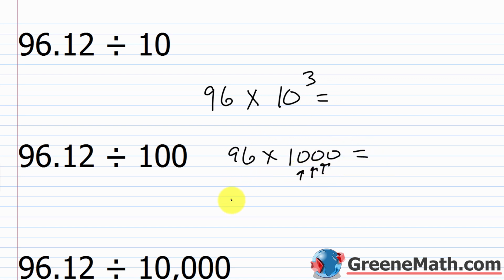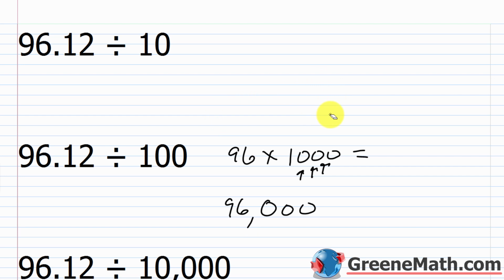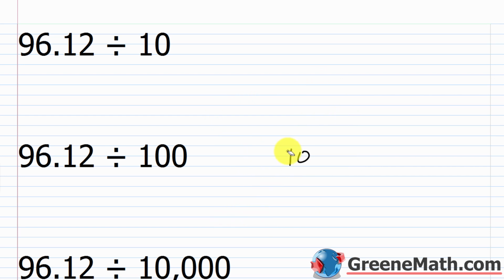So I'm going to move the decimal point 3 places to the right. I'd go 1, 2, 3, and end up with 96,000 as an answer. When we divide by 10 or a power of 10, and when I say power of 10, again, I'm saying a whole number that's 1 or larger, we're going to do the reverse. We're going to move the decimal point one place to the left for every 0 in the power of 10. So multiplying, it's going to the right. Dividing, it's going to the left.